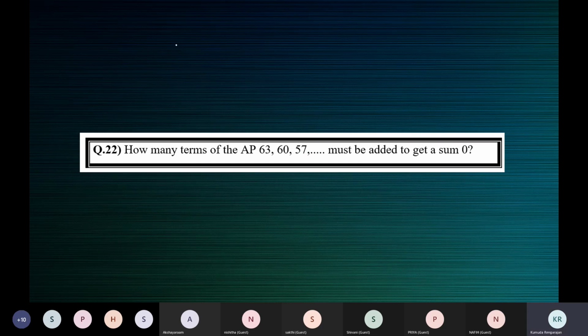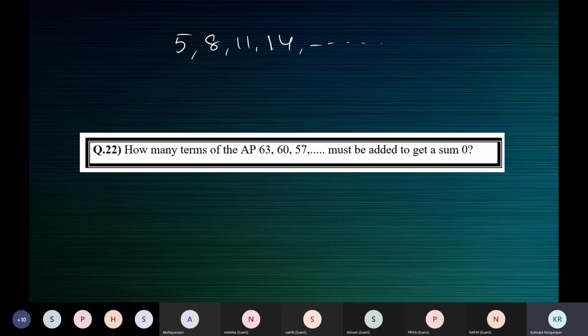See if the terms of the AP are increasing like this: 5 plus 3 is 8, 8 plus 3 is 11, 11 plus 3 is 14, and so on. The sum cannot be 0, because all the terms of the AP are positive. All the terms in this example, 5, 8, 11, 14, are positive. So the sum of the terms can never be 0.